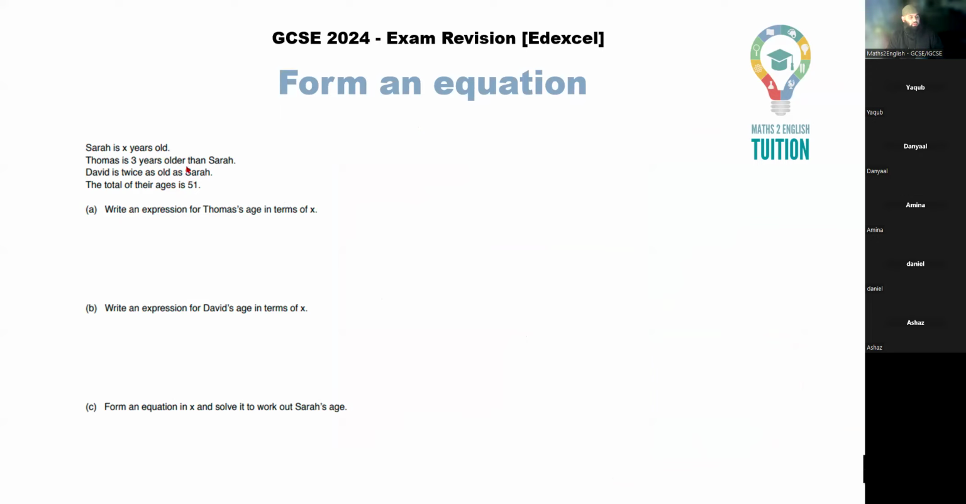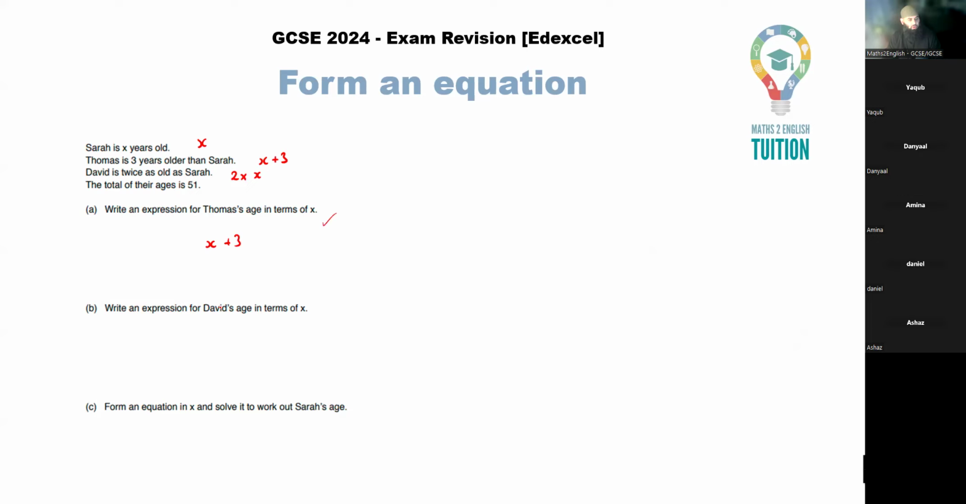So Sarah is x years old. Let's write this down. Thomas is 3 years older than Sarah, so Thomas is x plus 3. David is twice as old as Sarah, so David is 2 times x. Total of the age is 51. Write an expression for Thomas' age in terms of x. So Thomas is going to be x plus 3. We already wrote that down, so that's done.